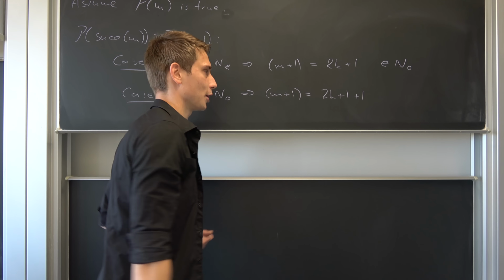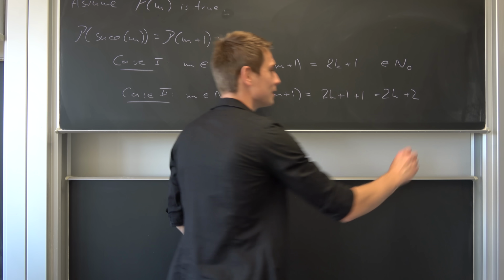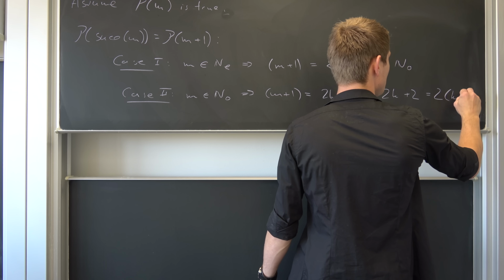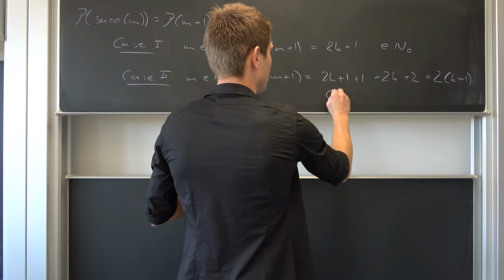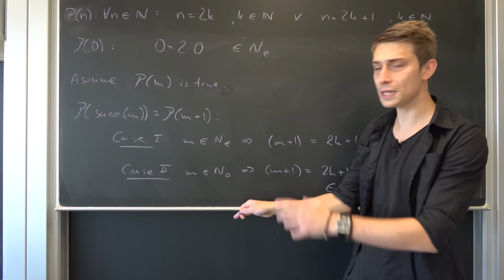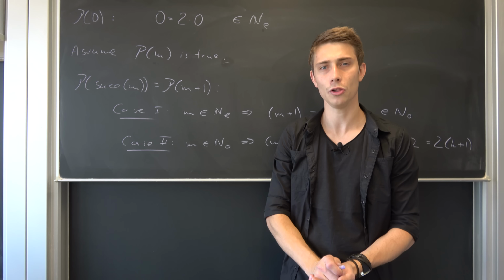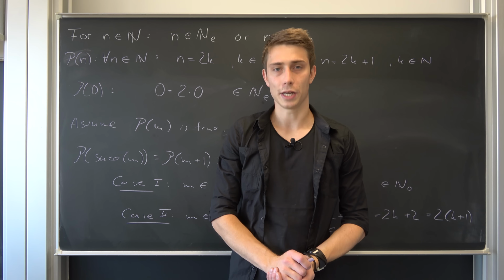And now we can just make use of the left distributivity, or what a stupid word. We can make use of the left distributivity on the natural numbers to factor out this 2: 2 times (k plus 1). Well, k is an element of the natural numbers, so this right here is just the successor of k, being an element of the natural numbers. 2 times something out of the natural numbers is an element of the even natural numbers. By assuming that P(m) is true, we have shown that P of the successor of m is also true for all m an element of the natural numbers, proving this statement right here to be correct.